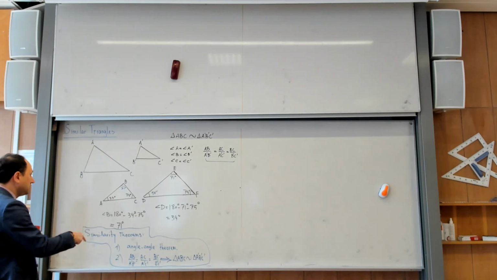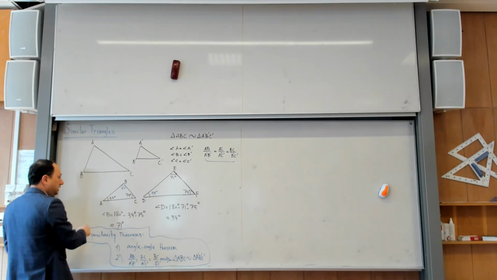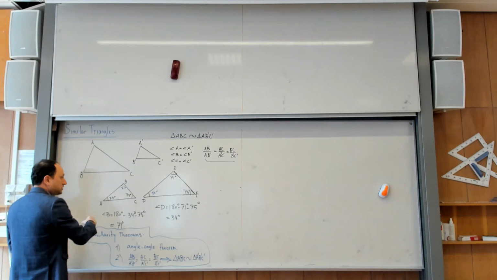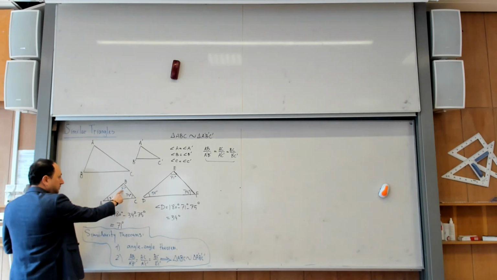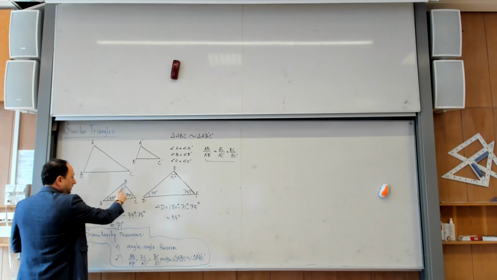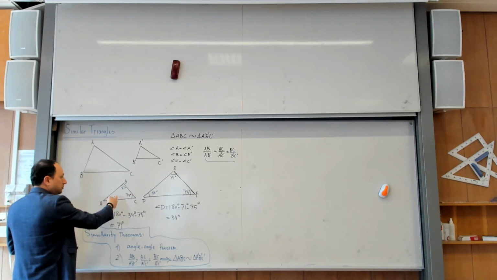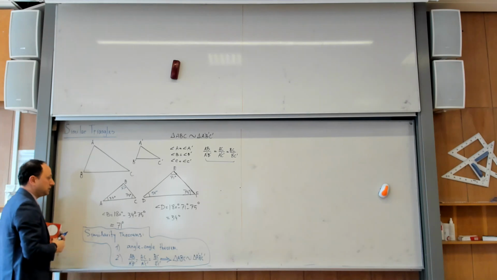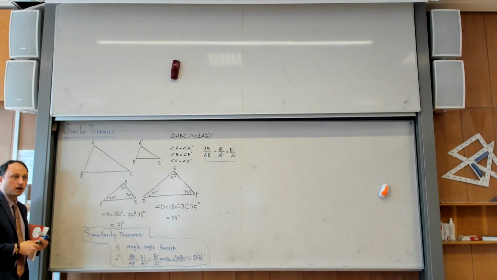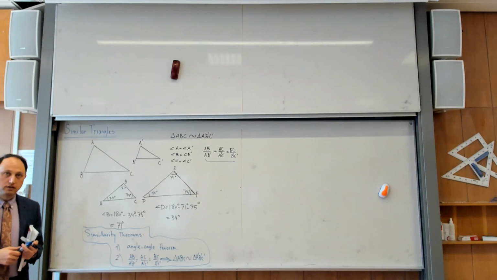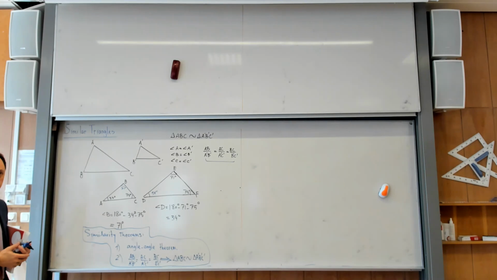Okay, so now let us go back to this problem. Do you think, according to the pieces of information that I had, the blue ones were the ones that I added, but before the blue ones, can I just, by looking at the information given to me, can I conclude that these two triangles are similar? Yes or no? Yes.